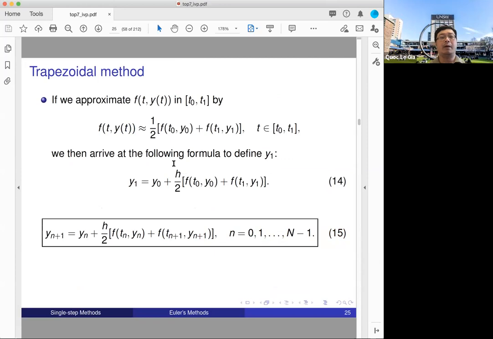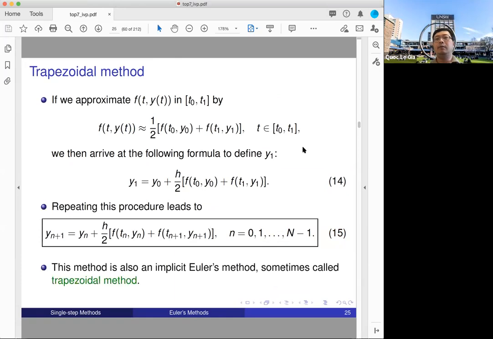We also talked about the trapezoidal method. If you replace the area of the rectangle by the trapezoidal rule, then you get this formula: y_{n+1} is now y_n plus h over 2 times f(t_n, y_n) plus f(t_{n+1}, y_{n+1}). So it is an implicit method. And question?